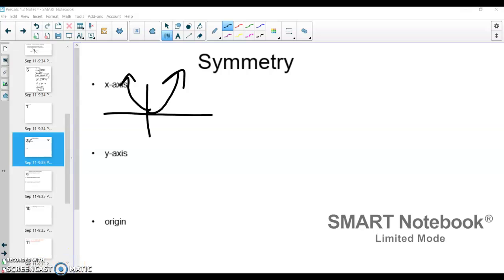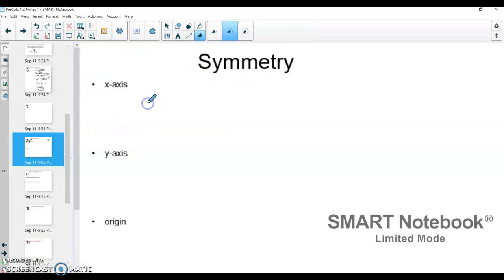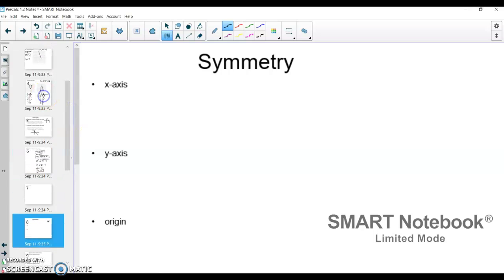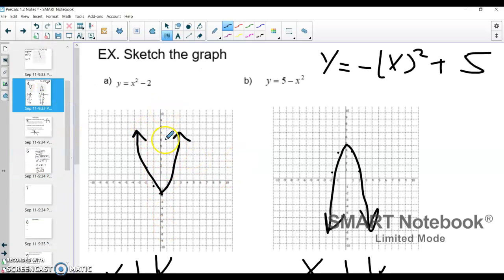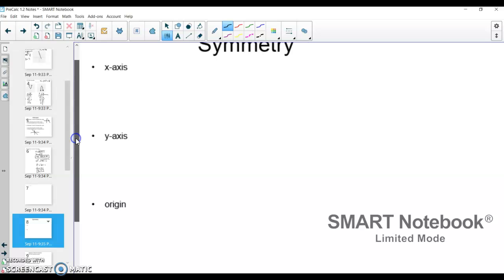Second. Geez, I screwed that up, so forget about this right now. I'm talking about y-axis symmetry. That's in my head right now. This is the y-axis here. That's the y-axis, so this has symmetry about the y-axis, and so does this one. Sorry, my apologies. It took me a second.